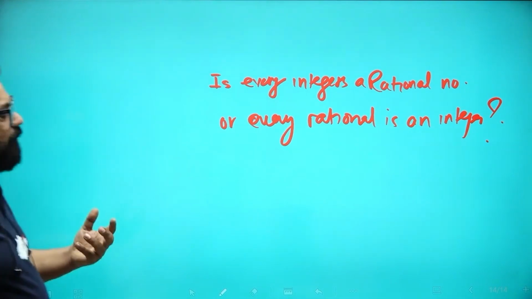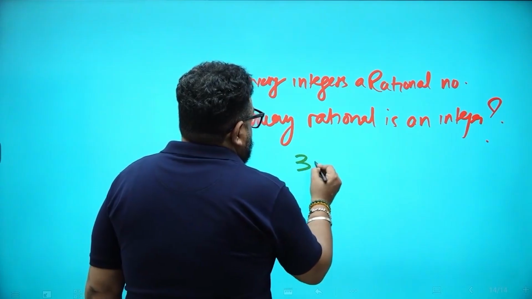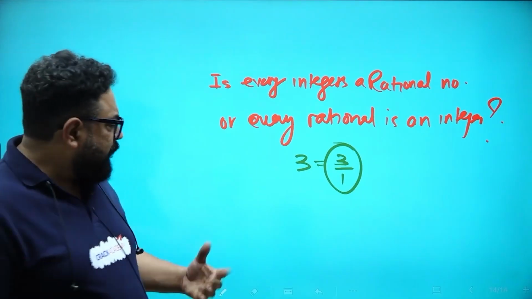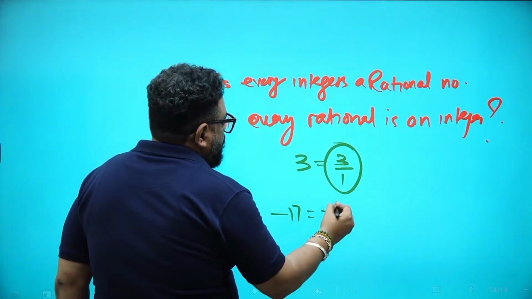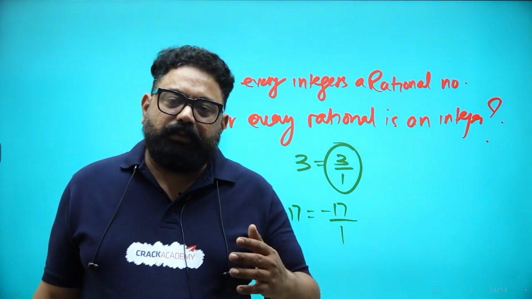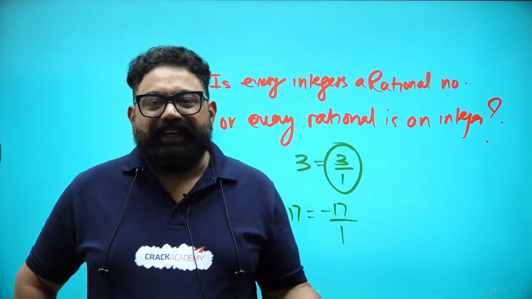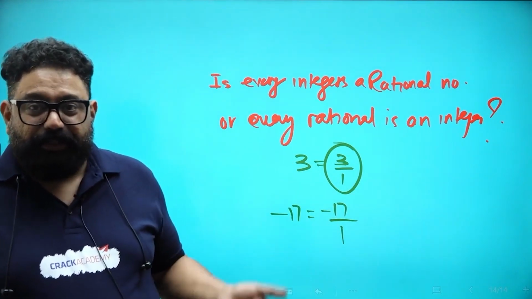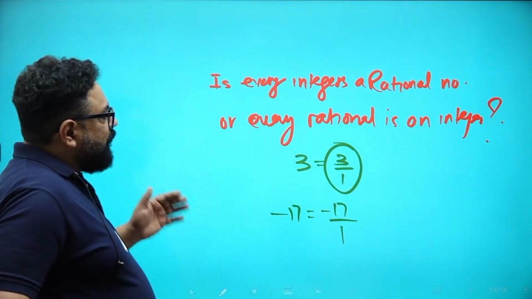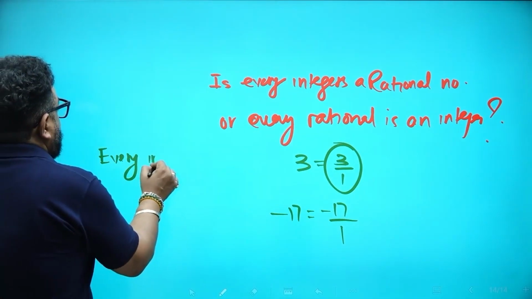If you pick up any integer, say 3 is an integer. 3 can be written as 3 upon 1, which comes in the form of P upon Q. Pick up any other integer, minus 17. Minus 17 would be written as minus 17 upon 1. Again, it is of the form P upon Q. And rational numbers involve fractions, while integers do not have any fractions. So it is not possible that every rational is an integer. The other way around it is possible. Write down, every integer is rational.